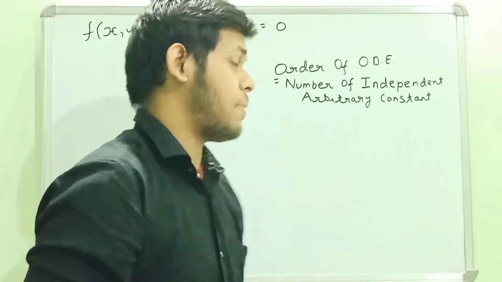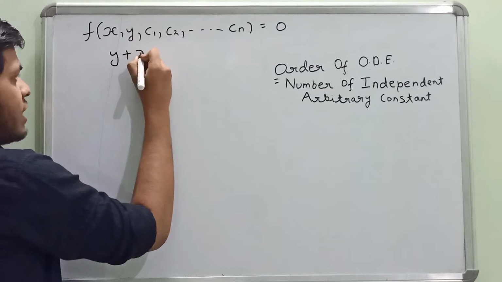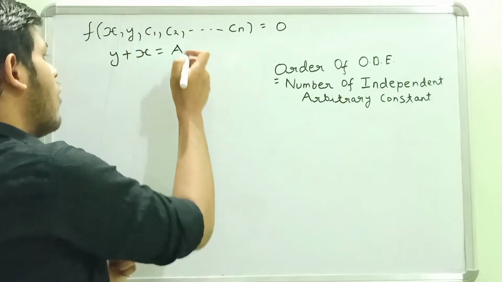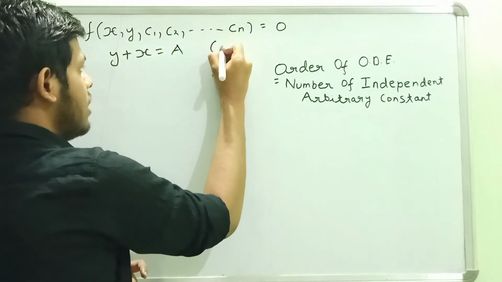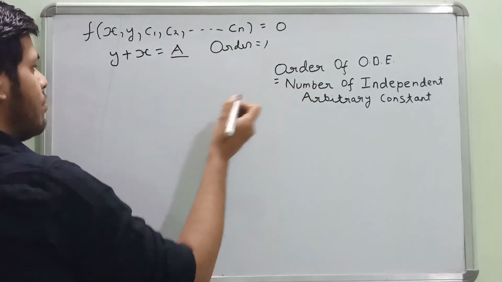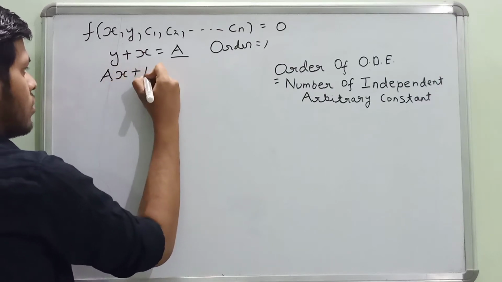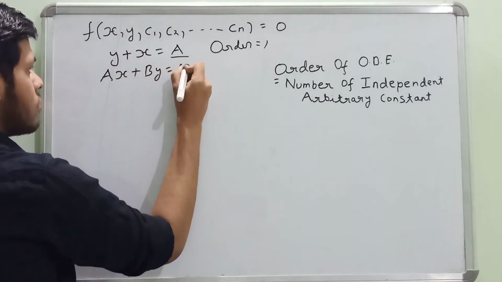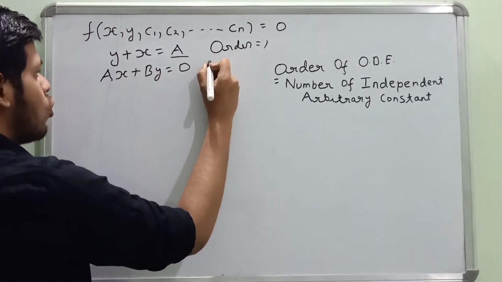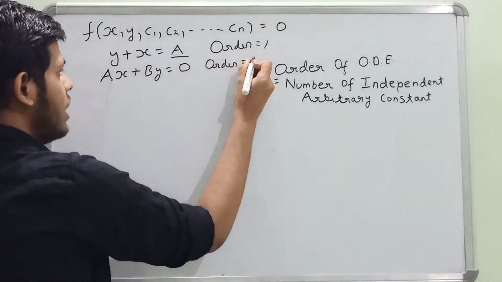So let's take an example, right? Suppose we have one equation y plus x is equal to a. The order of the differential equation formed from this equation will be 1, because this has only one arbitrary constant. Let's take another example. How many arbitrary constants are here? Here there are 2 arbitrary constants. So the order of the differential equation formed from this relation will be 2.